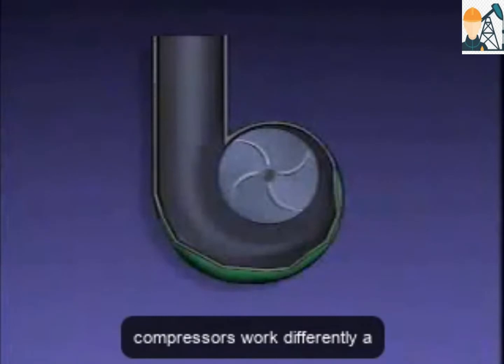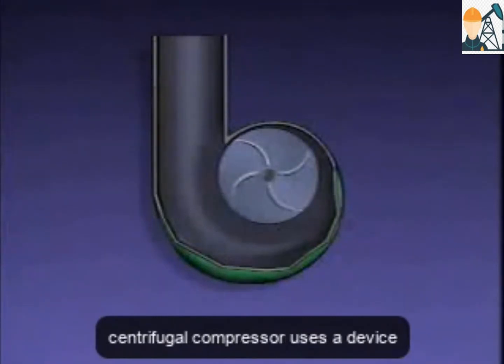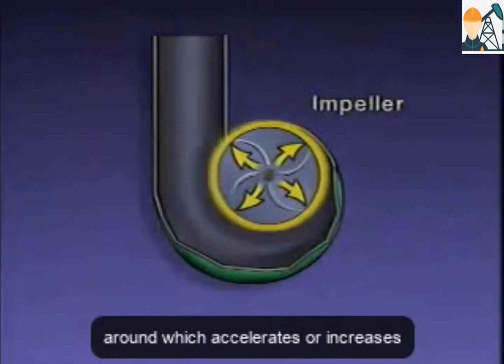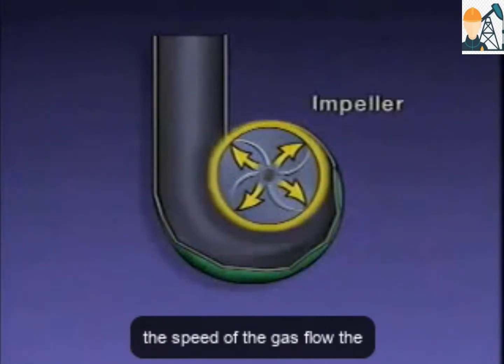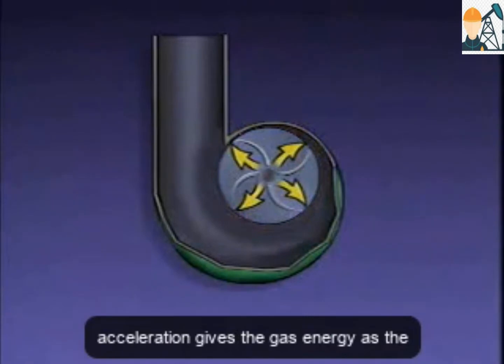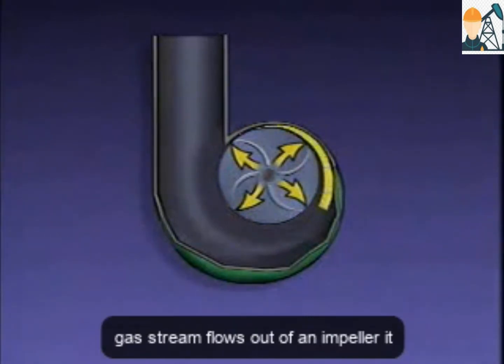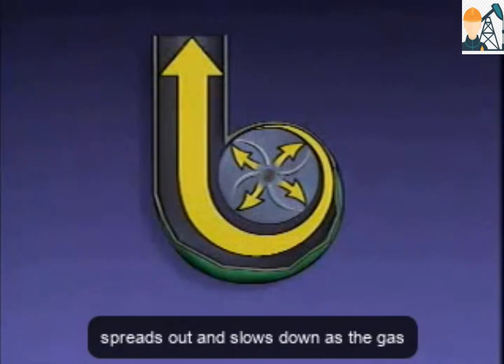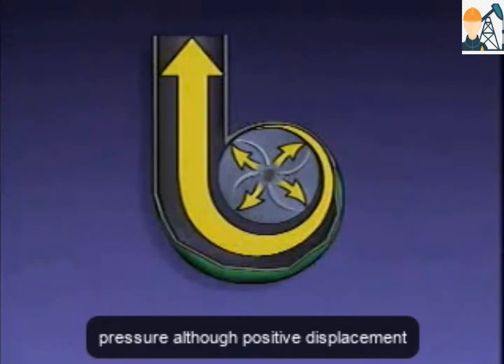Centrifugal compressors work differently. A centrifugal compressor uses a device called an impeller to spin the gas around, which accelerates, or increases the speed of, the gas flow. The acceleration gives the gas energy. As the gas stream flows out of an impeller, it spreads out and slows down. As the gas slows down, its energy is converted into pressure.